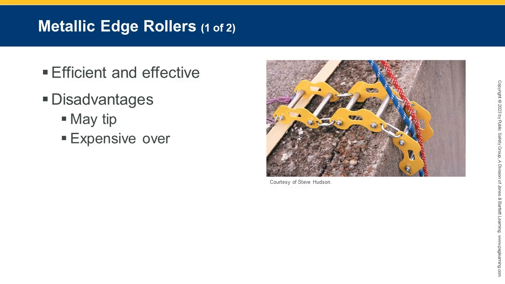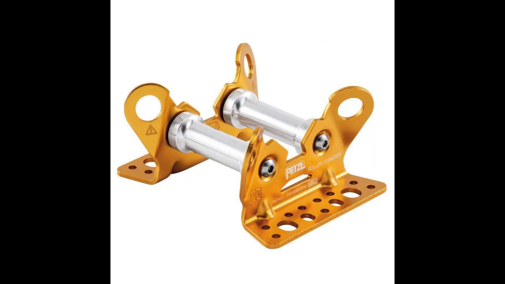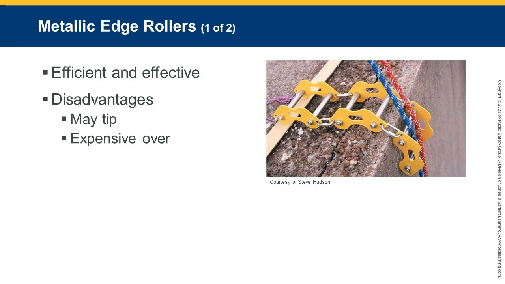Let's talk about metallic edge rollers, which are an efficient and effective way to reduce friction when your rope runs over an edge. They make moving heavy loads over sharp or abrasive edges much easier on the rope and on the team. But they aren't without downsides. Some rollers may tip over if they aren't anchored carefully. And, as you might guess, they are more expensive than soft, fabric-based protection. Think of them like the sports car of edge protection. Super efficient, but you need to park it right or it might tip over.